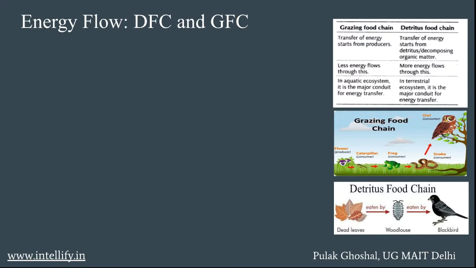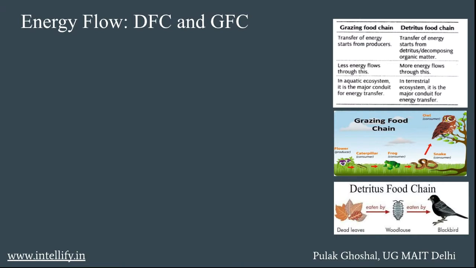DFC, detritus food chain, and GFC, grazing food chain. First of all, in the figure we can see that there is a difference table. Here are three major differences. The transfer of energy starts from the producer in the grazing food chain, while in the detritus food chain it starts from degenerating or dead organisms, decomposing the dead organism. Less energy flows through this, while more energy flows through this.